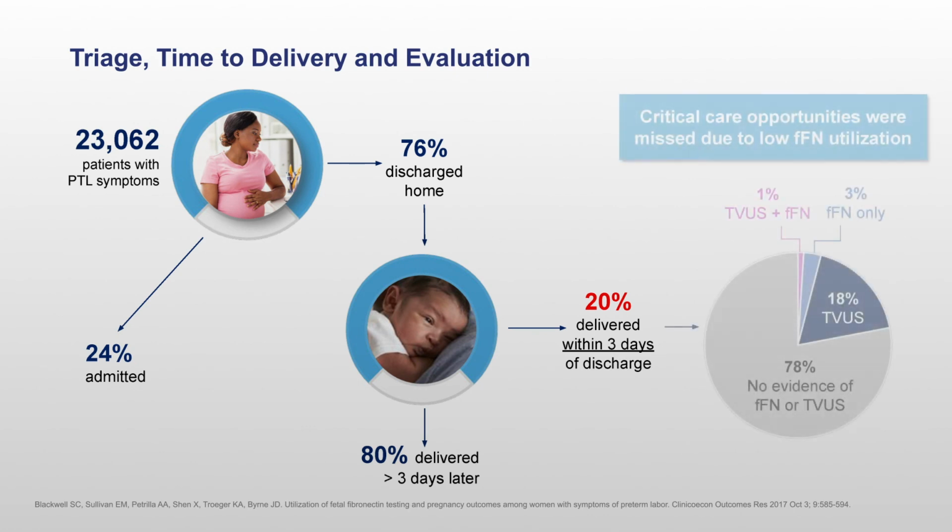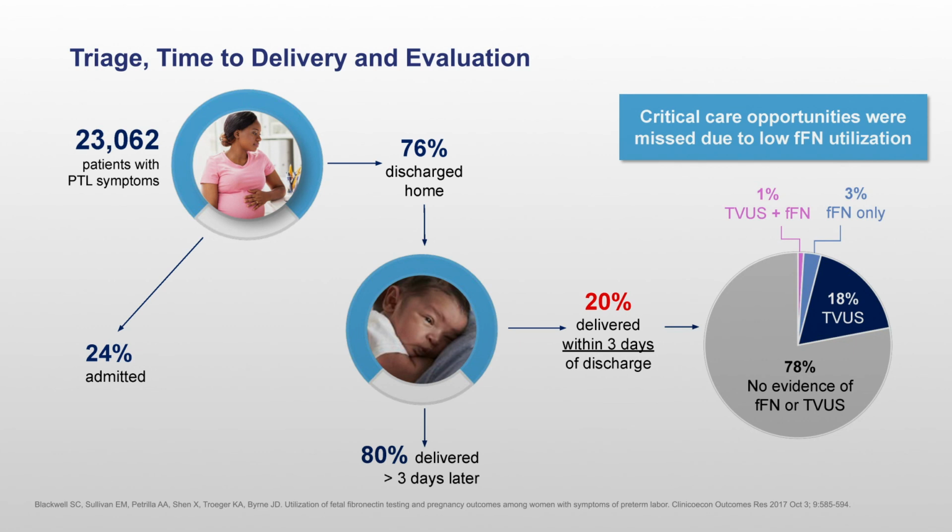You can see in this pie graph that almost 80% of those individuals received no objective evaluation, no fetal fibronectin laboratory test, no transvaginal ultrasound for cervical length. Literally nothing was done to evaluate in an objective fashion that patient's inherent risk for preterm birth. You can see that 18% of them had a cervical length, 3% of them had only fetal fibronectin, and only 1% had both of those important tools for the evaluation of patients with symptoms of preterm labor.